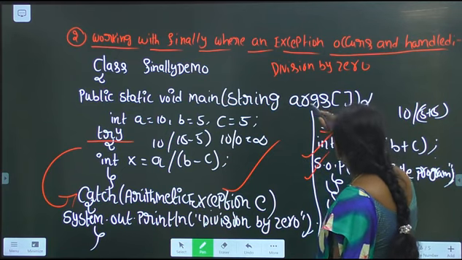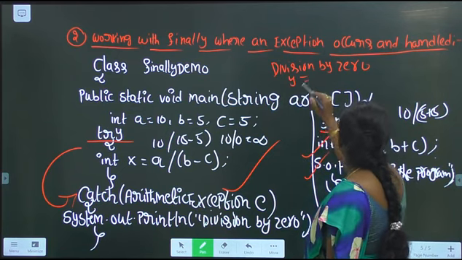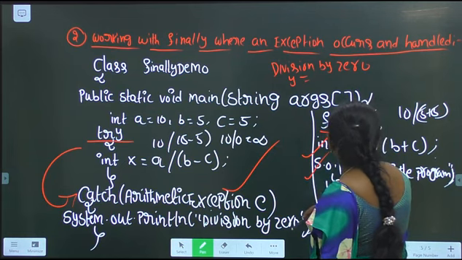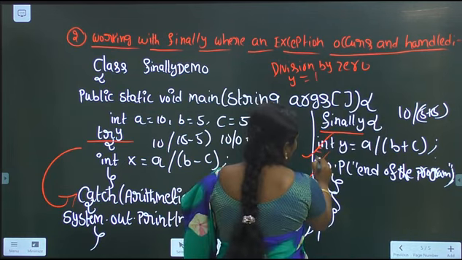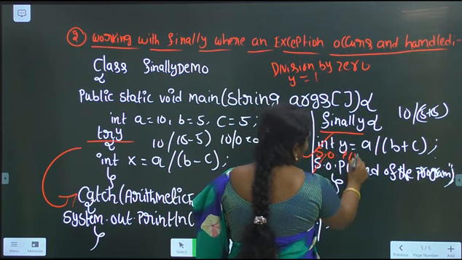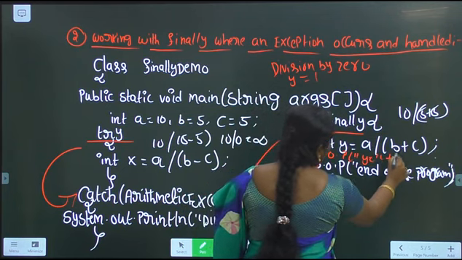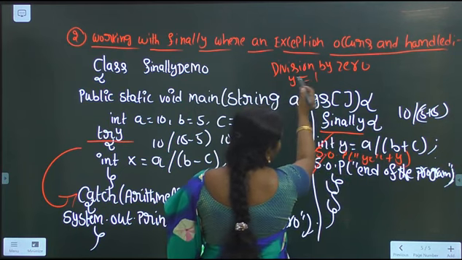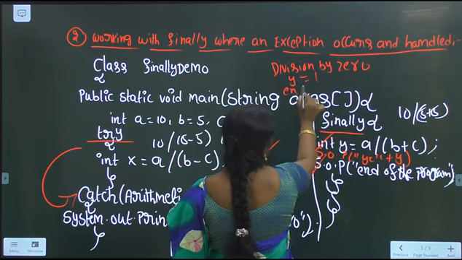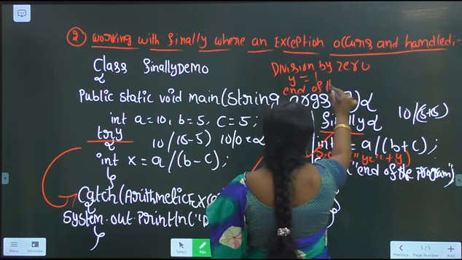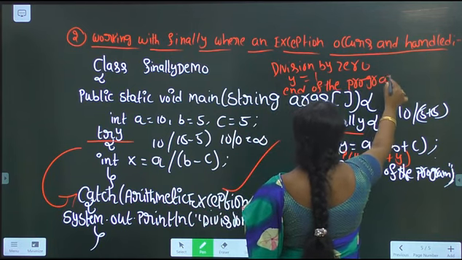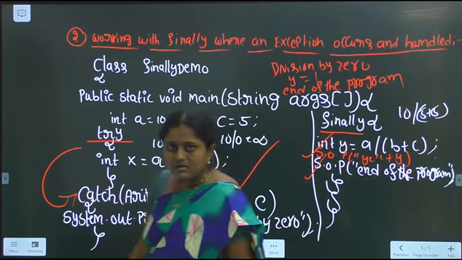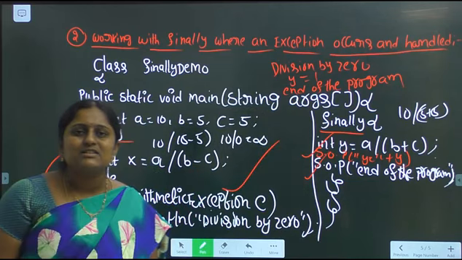Here int y equal to a by b plus c, y equal to 1, it will print y equal to 1. We get one SOP statement here only: System.out.println y equal to plus 1. So here y equal to 1. End of the program. It will display the following output: division by 0, y equal to 1, and end of the program. So it is the try, catch, and finally block.